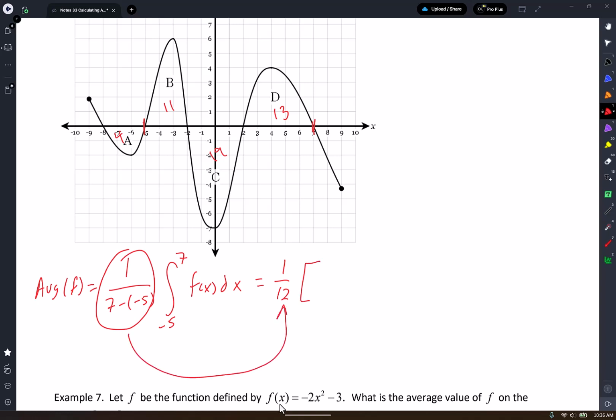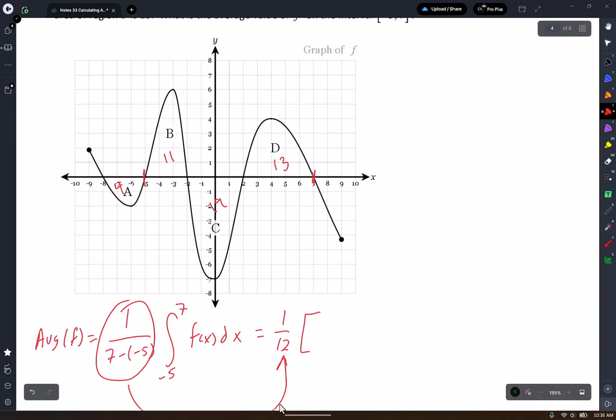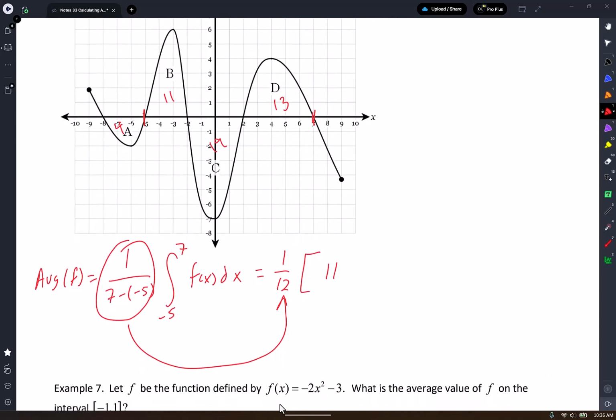And then I'll put bracket, and I'm just going to add up the areas. If they're below the x-axis, they are negative, and if they're above the x-axis, it is positive. So here it is. I start at negative 5, and I go towards 11. So 11 minus 19 plus 13. So let's see what that is. 13 plus 11, 13, 23, 24, 20. And the difference between 24 and 19 is 5. So 1/12 times 5. So 5 over 12.